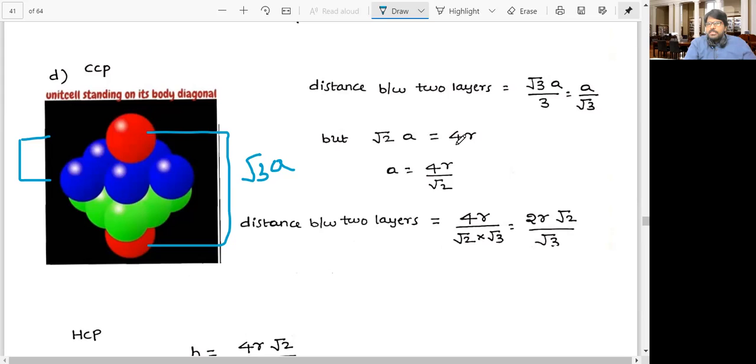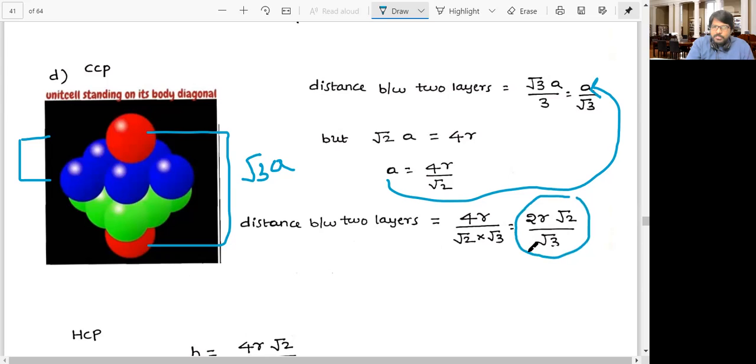So root 2a is equal to 4r and a is equal to 4r by root 2, and substitute this a here. If you substitute this a in a by root 3, a is 4r by root 2, so root 3. So this will be 2r into root 2 by root 3. What is this? Distance between two consecutive layers of CCP.